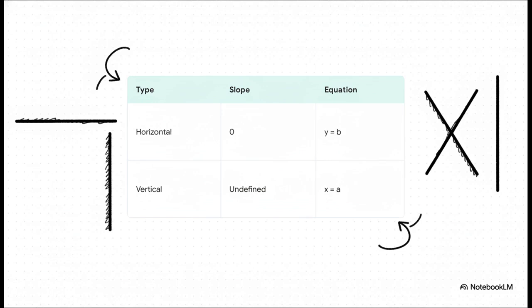A vertical line, however, goes straight up and down. Its slope is undefined. Why? Because you literally cannot divide by 0. Therefore, its equation is x equals a, where a is the x-intercept. By isolating vertical and horizontal lines like this, we completely prevent their strange slopes from confusing our primary rules for standard slanted lines. Oh, and bonus fact, a horizontal line is always perpendicular to a vertical line and vice versa.